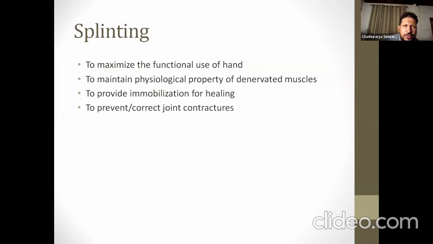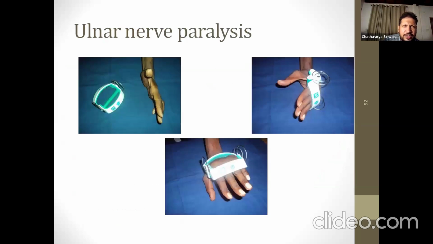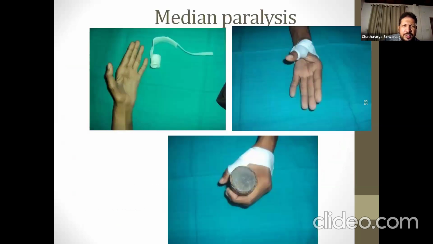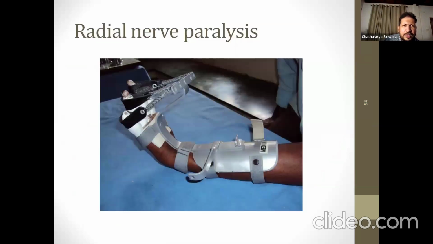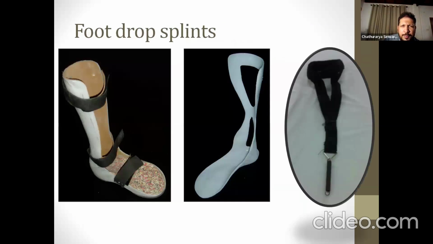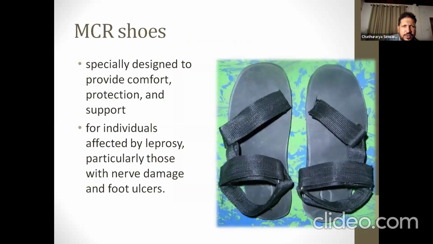So we use splints. I'm not going into a lot of detail. There are many different splints we provide, depending on the paralysis and the disability, right? Then for foot drop, there are separate splints.